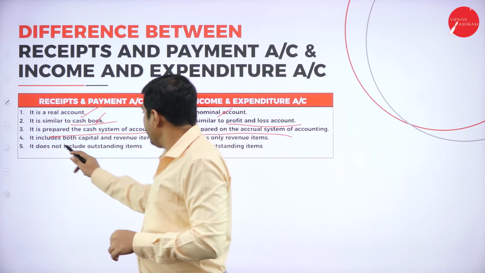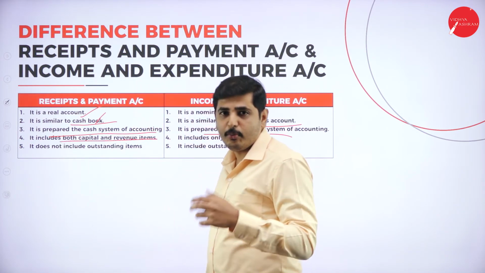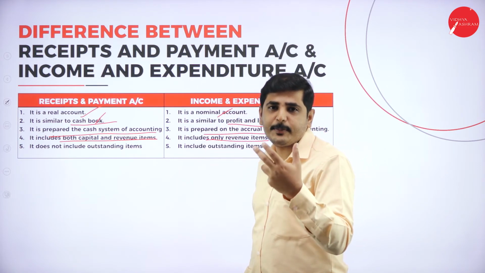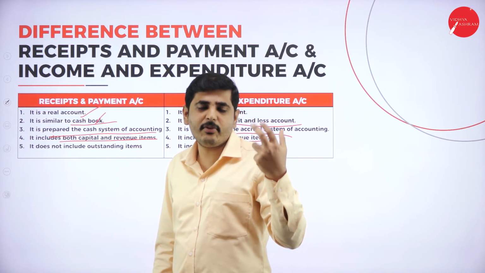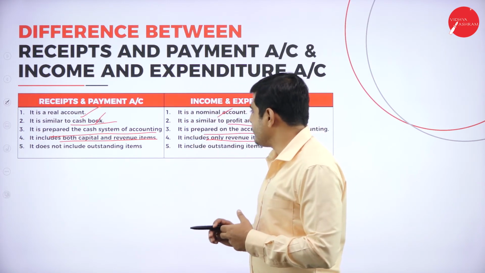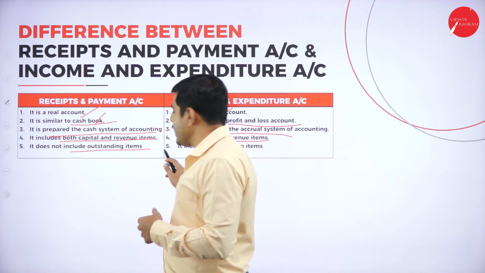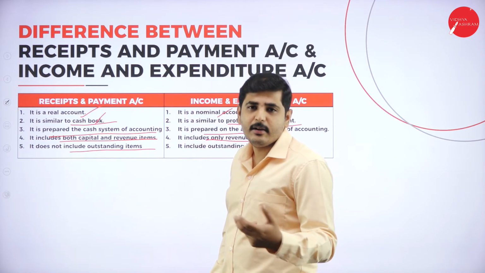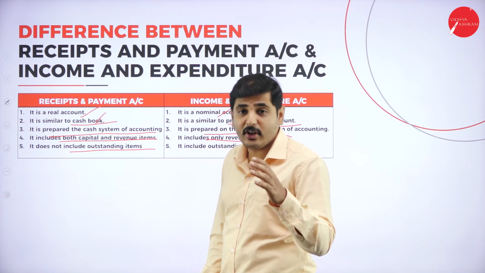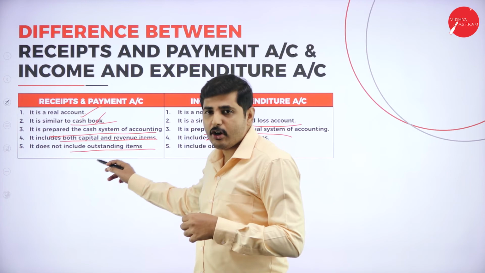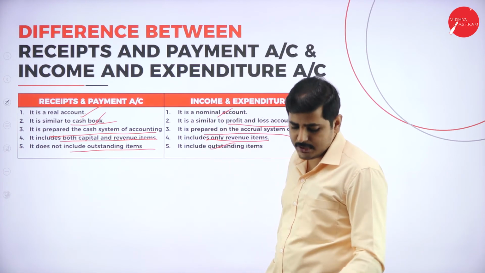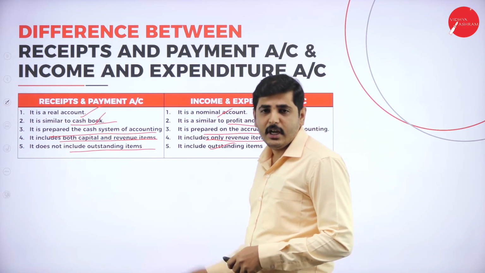Next, the receipts and payments account includes both capital and revenue items. The income and expenditure account includes only revenue items: day-to-day activities, expenses on revenue items, and receipts from revenue items are shown in the income and expenditure account. The receipts and payments account does not include outstanding items. Outstanding expenses will not be shown there. Prepaid will be shown because it is actually received, but outstanding cannot be shown. In the income and expenditure account, outstanding rent, outstanding salary and outstanding commission will be shown.